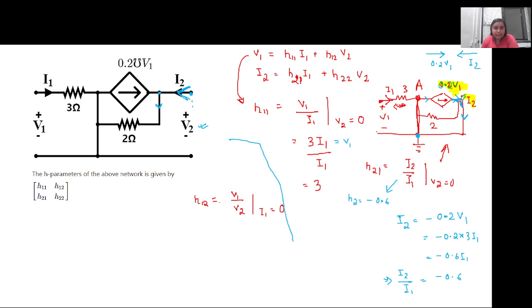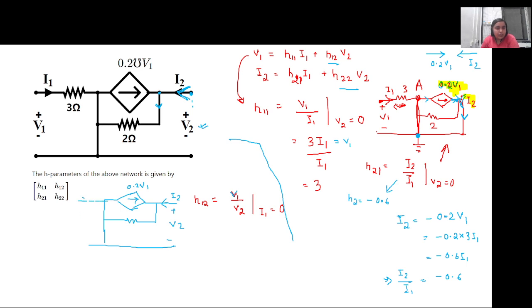Now the next condition is to calculate H22 and H12. To calculate H12, the ratio is V1 by V2 with I1 equal to 0. So let us redraw the circuit. The voltage source is here, 0.2 V1. This is the resistance. This is I2. This is V2.